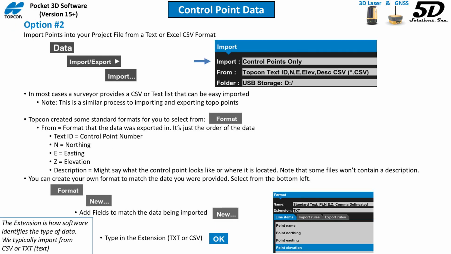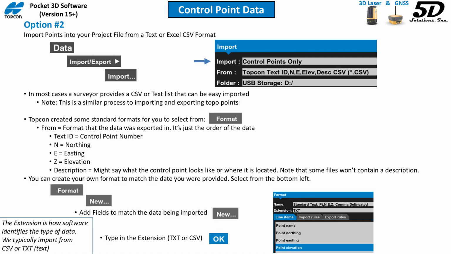Option 2. Take this path if you are fortunate enough to have a control point list to import. Import by selecting Data, Import-Export, then Import. Next, select the import method to be control points only. The From option is the format you wish to import with. Format is the established organization of the data and the file type being imported.